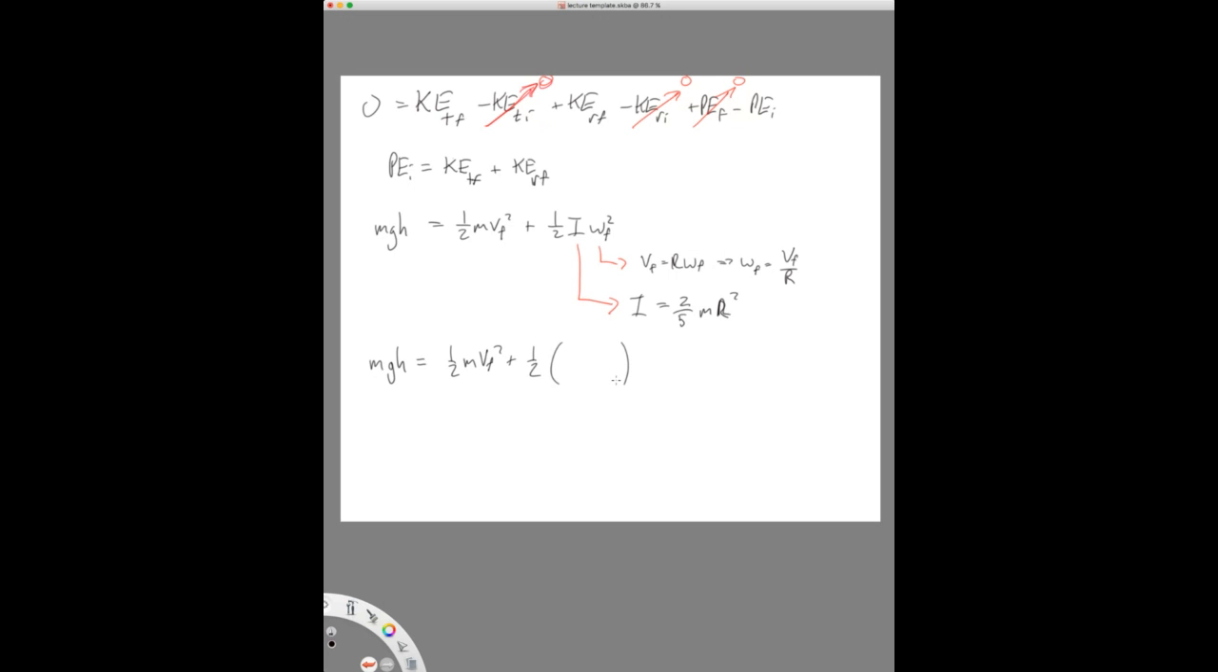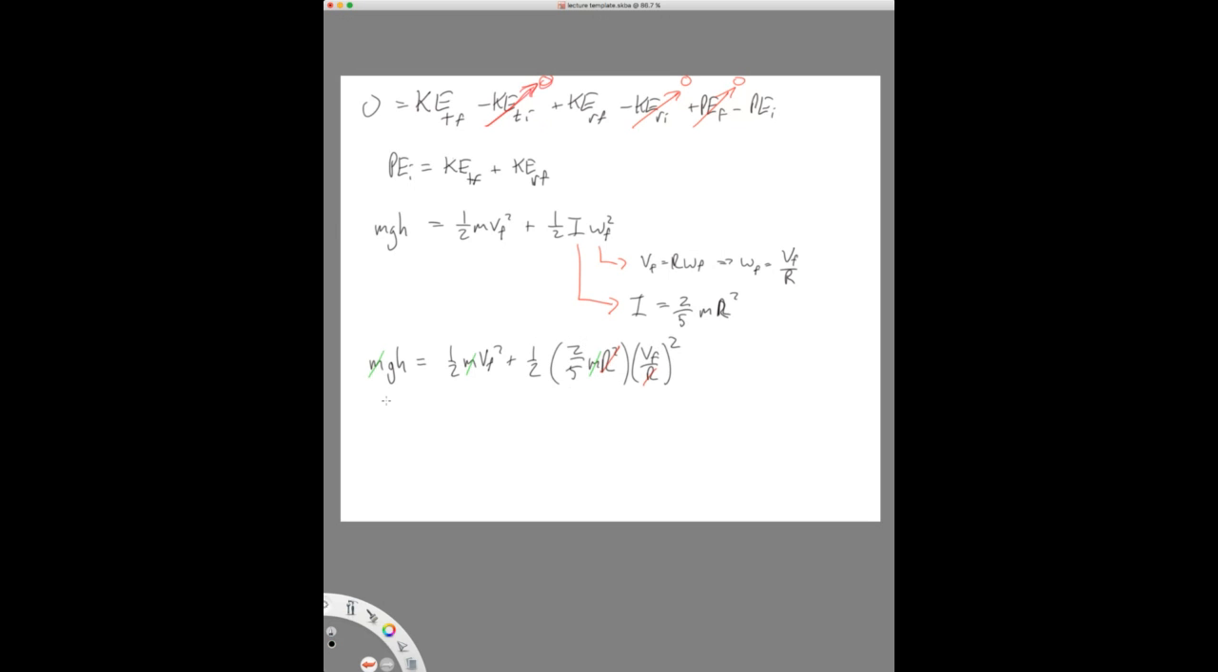So in place of the moment of inertia, we just put 2/5 m r squared. And in place of omega final, we put V final over R, and then we square it. What's going to happen is that because we have an R that gets squared in the denominator, and we have an R squared up top, those guys just cancel. Additionally, our mass now cancels because the moment of inertia is related to the mass.